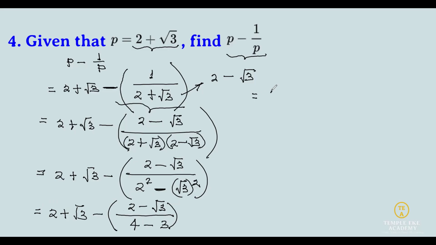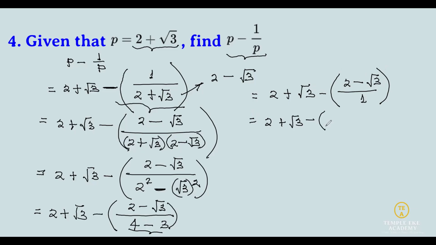This is going to give us 2 plus root 3 minus, do the final evaluation: 2 minus root 3 divided by the result of the interaction here. 4 minus 3 straight away is 1. And any expression divided by 1 gives that same expression. So patiently, we still have 2 plus root 3 minus the whole of, divided by 1, the same expression. So we have 2 minus root 3.